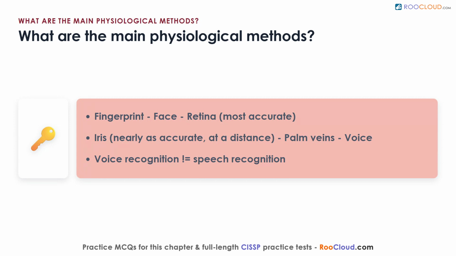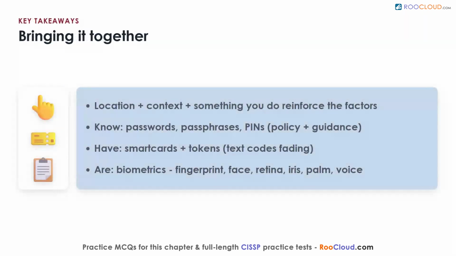Iris scans read the coloured ring around the pupil, nearly as accurate and workable from a distance, though a sharp photo can sometimes fool them. Palm scans use infrared light to read vein patterns in the hand, and voice recognition matches the print of your speaking voice. Just do not confuse voice recognition, which tells one speaker from another, with speech recognition, which turns anyone's words into text. So let's bring it together.